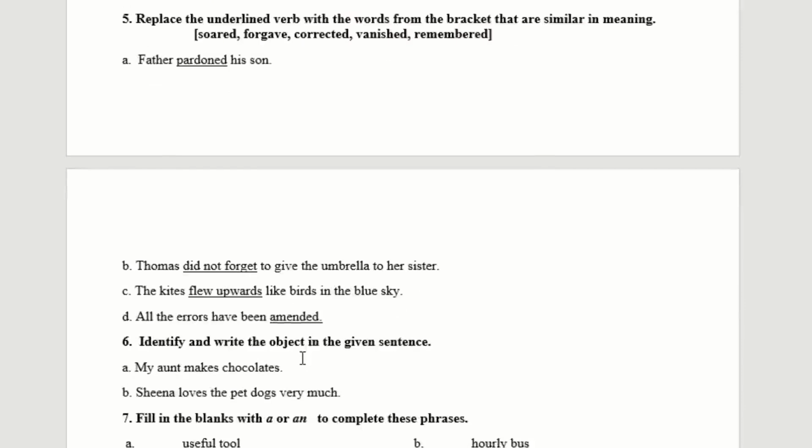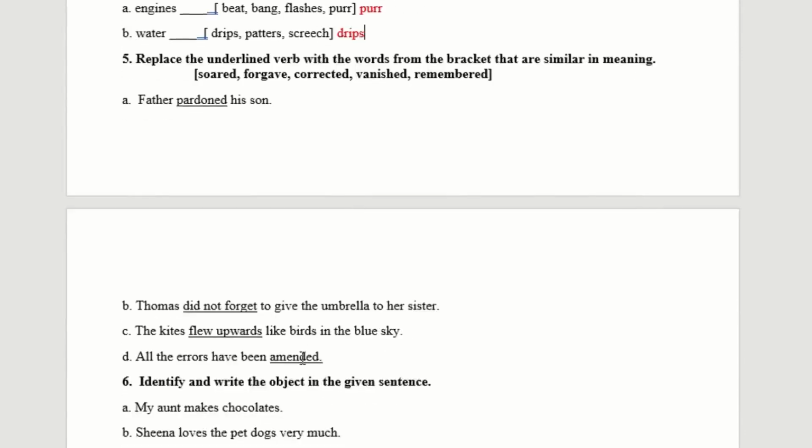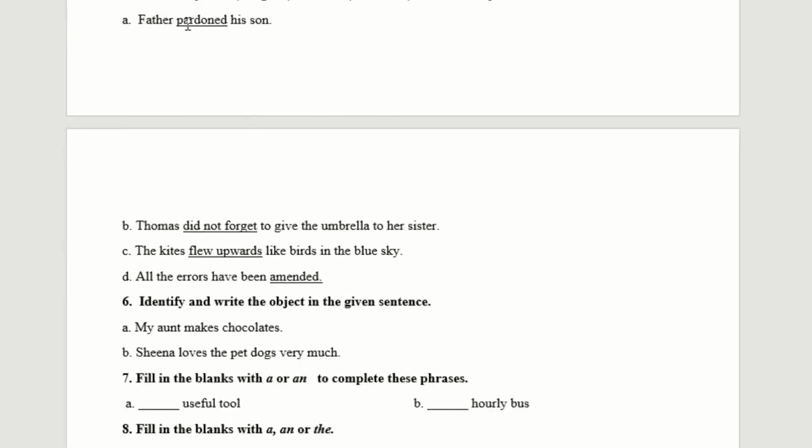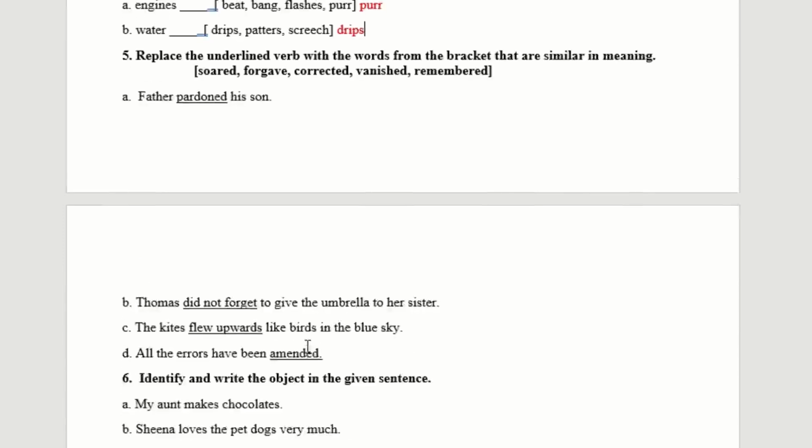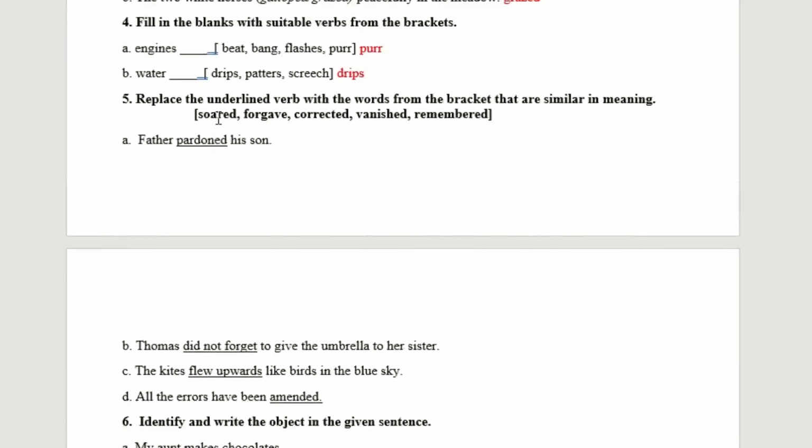Now let's see the fifth one. Replace the underlined verb with the words from the bracket that are similar in meaning. So what you have to do in this question is replace the underlined verb with the words from the bracket which are similar in meaning. The words are pardoned, did not forget, flew upwards, amended. So there are some words in the bracket which are similar in meaning, so we can use these words instead of the underlined words.